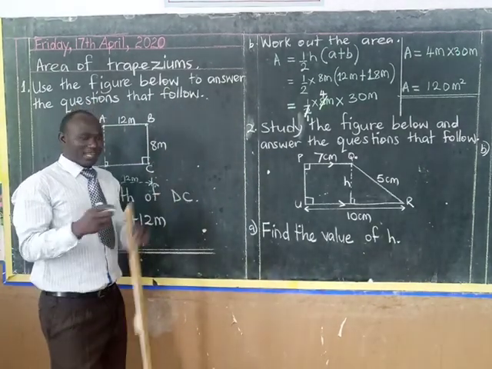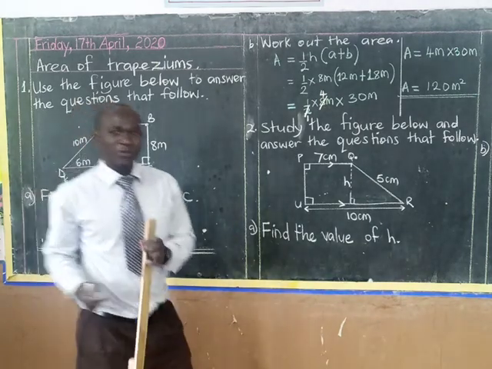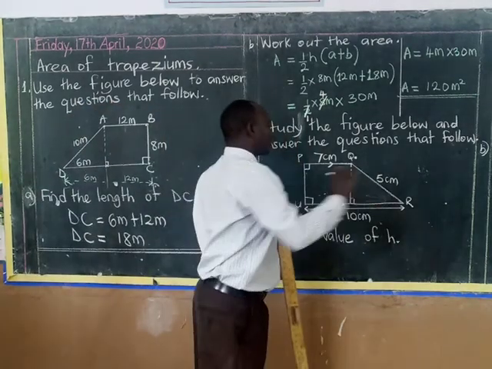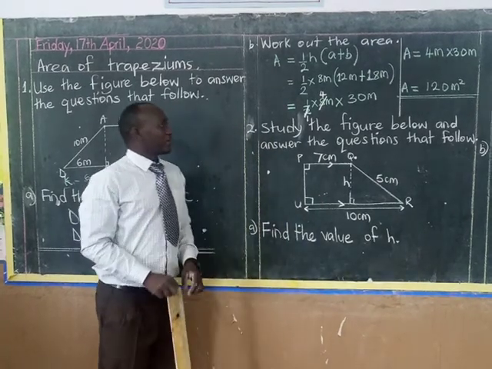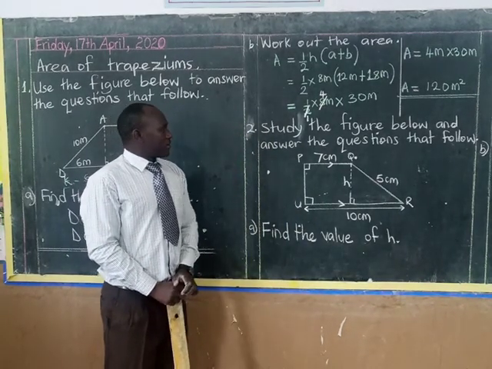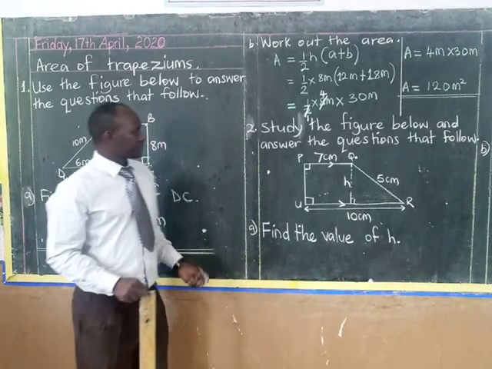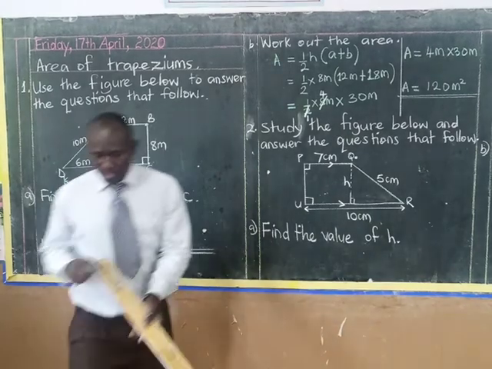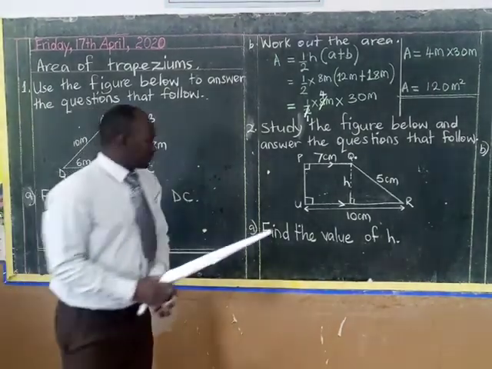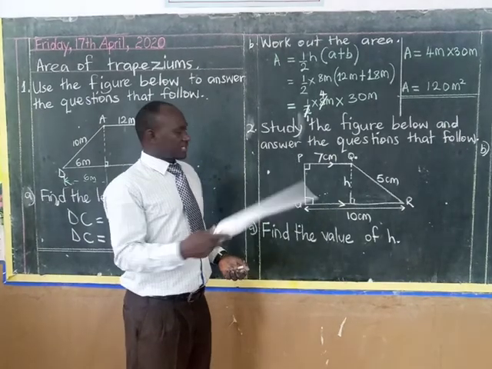Let's look at number two. This is almost like a swimming pool. You start from the shallow part, the moment you learn how to swim, then you just go up to whatever point you feel you should go. Study the figure below and answer the questions that follow. Here is our figure. Let's study together. According to the shape, it is a trapezium.